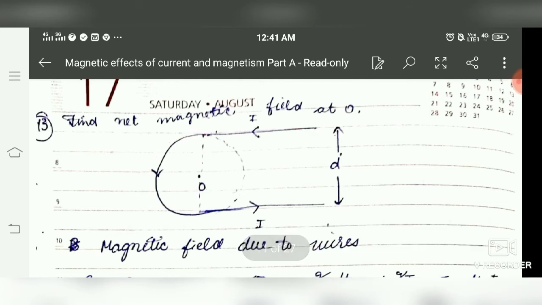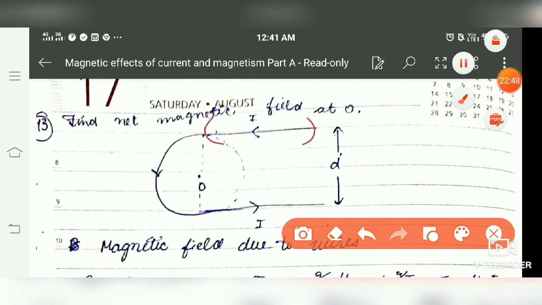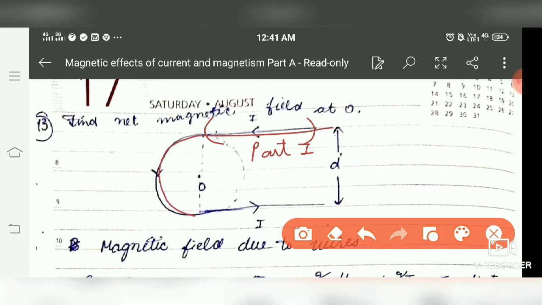So we can divide this structure into three parts. From here to here, this is part 1, which is a straight line. This is part 2, a semicircle. Let this be part 3, from here to here, again a straight line. So we have 3 parts here.